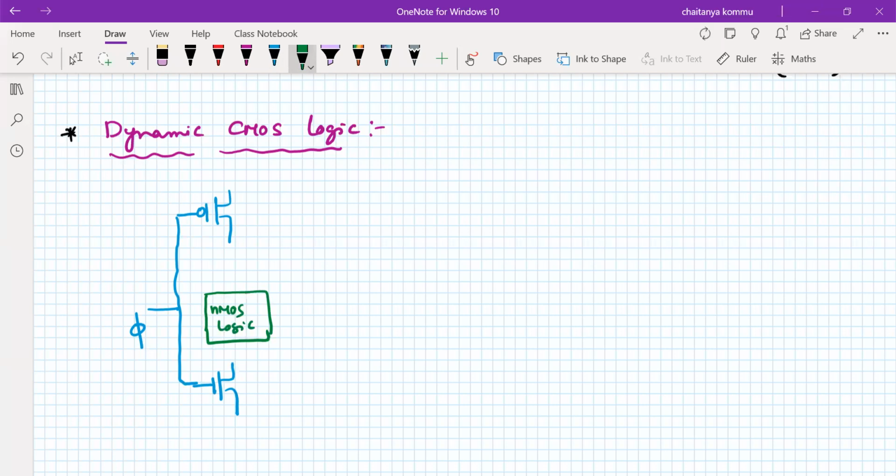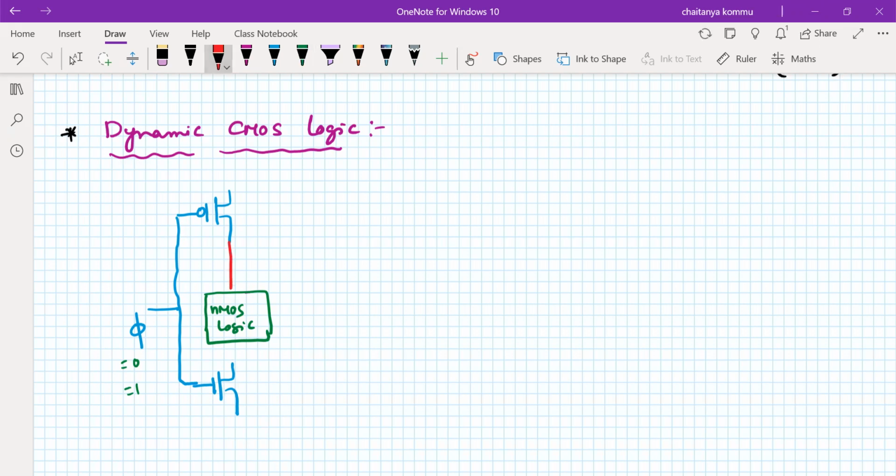So if phi is applied to the top transistor and bottom transistor, if this is 0 the upper one is on, if this is 1 the bottom one is on. So there is no possibility of both the transistors being on at the same time. That's how we eliminate the problem of the pull up and pull down being on at the same time. Now the connections are something like this.